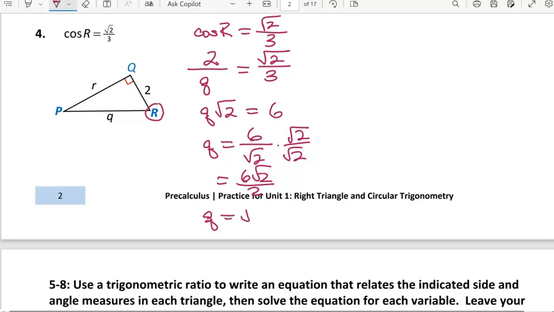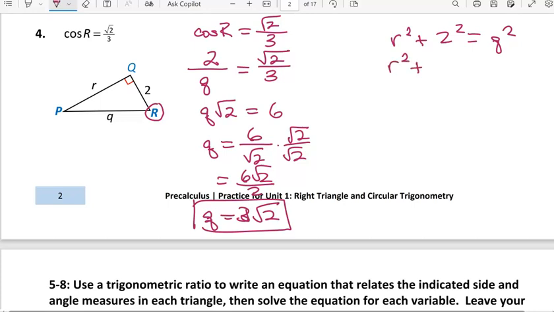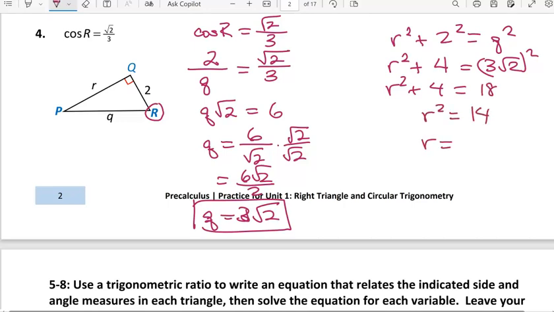So Q is equal to 3 times the square root of 2 when we simplify that. And now that we know that value, we can use the Pythagorean theorem to find the third side. So r squared plus 2 squared is equal to q squared, which is the hypotenuse. And r is what we don't know, and 2 squared is 4, and q squared would be 3 times the square root of 2 squared. So r squared plus 4 is equal to 9 times 2, or 18, which means that r squared is 14, and r is the square root of 14.